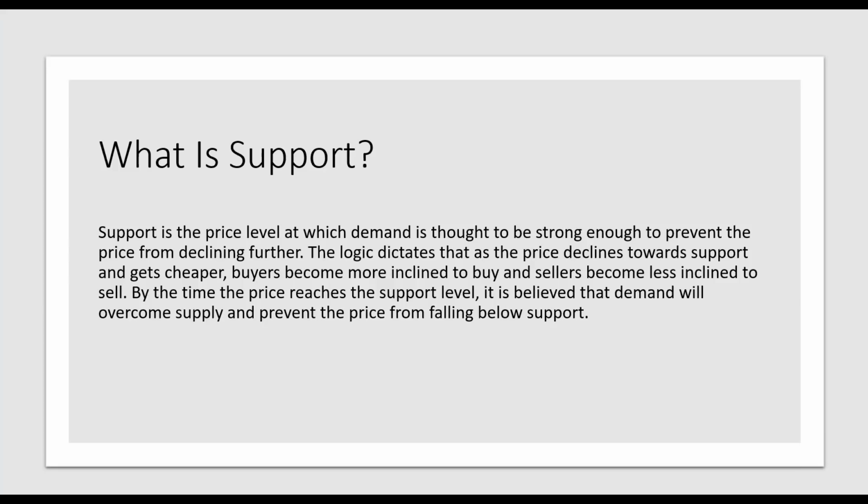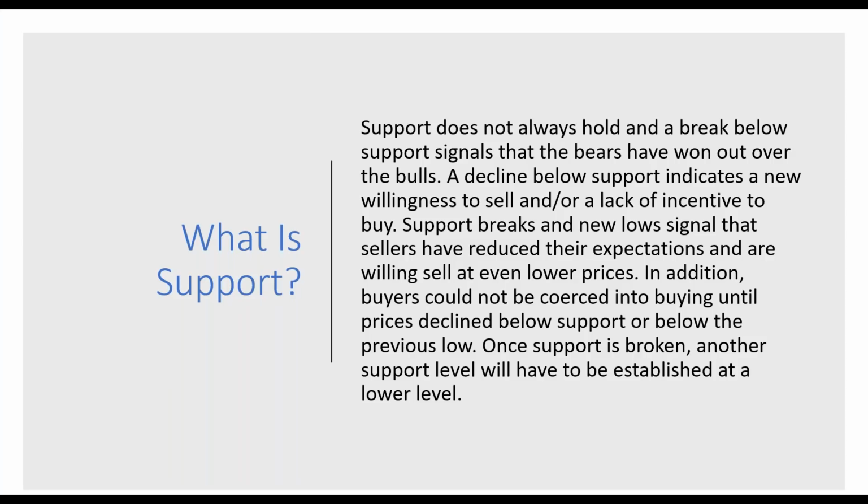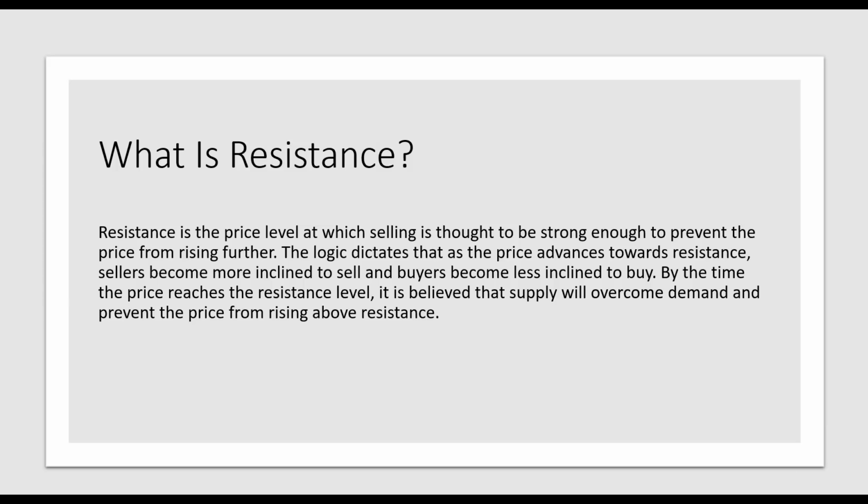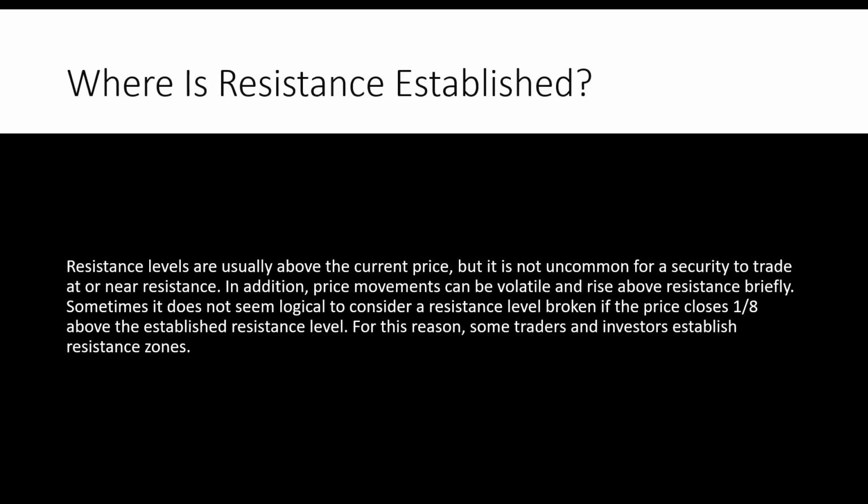So remember, support is the price level at which demand is thought to be strong enough to prevent the price from declining farther. Support levels are usually below the current price, but it's not uncommon for a security to trade near support. Resistance is the exact opposite. Resistance is the price level at which selling is thought to be strong enough to prevent prices from rising. So resistance levels are usually above the current price.